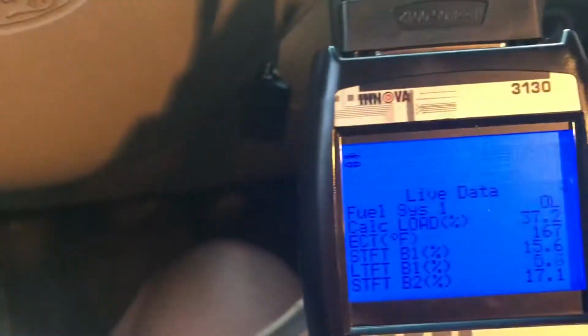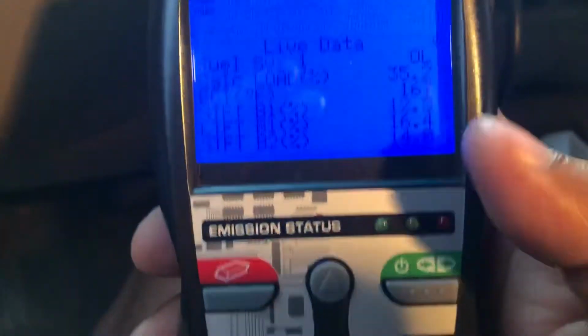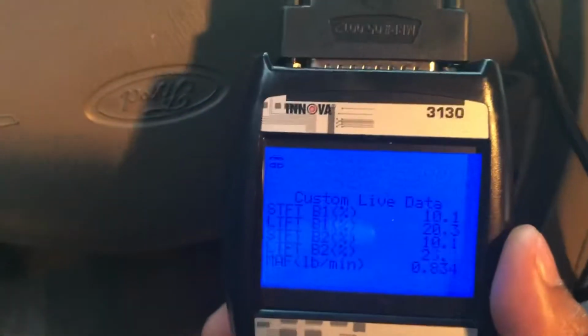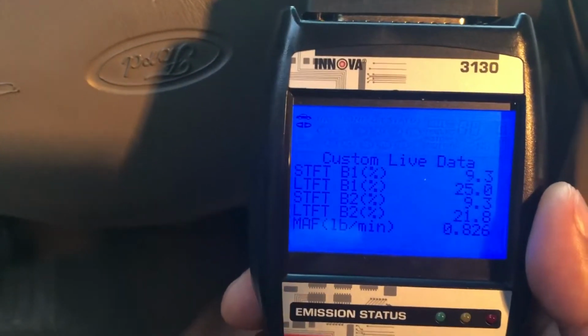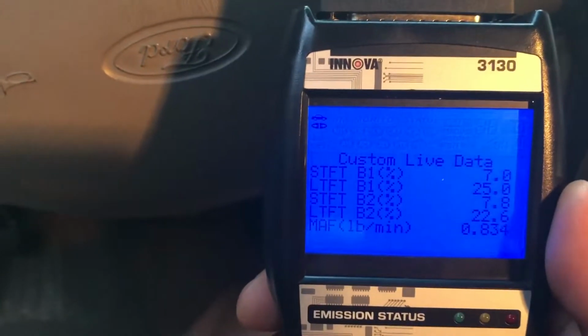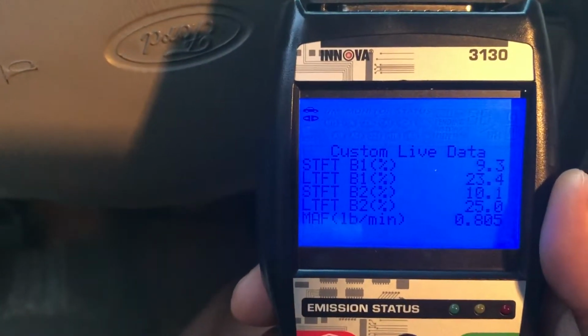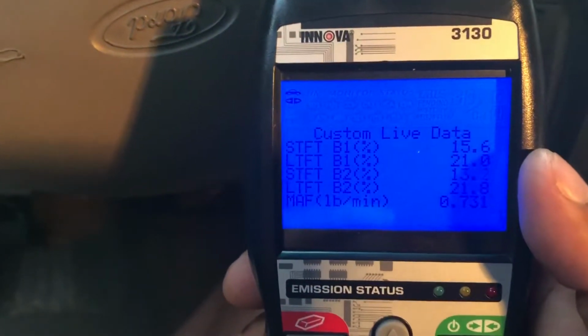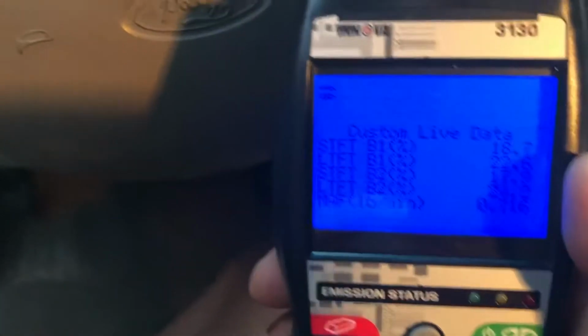Turned on here, looking at some parameters coming in. I want to go to custom live data where I've taken away some of them. Oh, so if I look at my long-term fuel trim for Bank 1 and Bank 2, I'm pegging out at 24, 25.